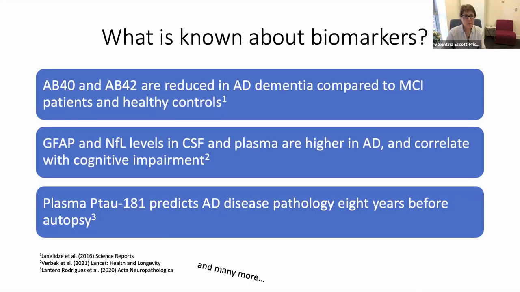So what is known about biomarkers? Yes, it's known that AB40 and AB42 are reduced in AD cases as compared to MCIs and healthy controls, that GFAP and NFL levels in CSF and plasma are higher in AD and correlate with cognitive impairment. And we also know that plasma p-tau predicts Alzheimer's disease pathology 8 years before autopsy. So basically, that's what we knew from the literature.